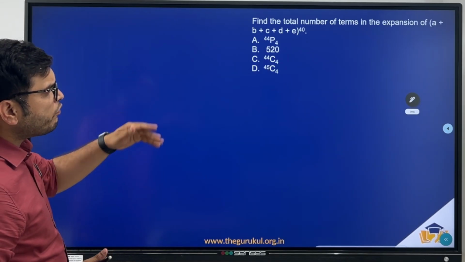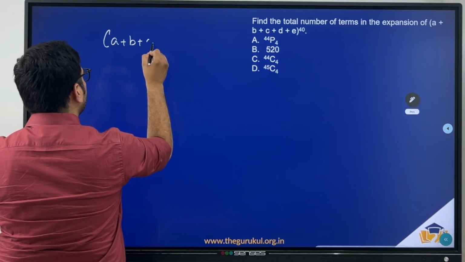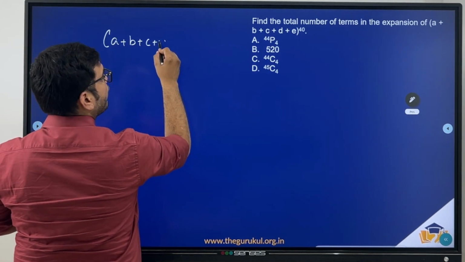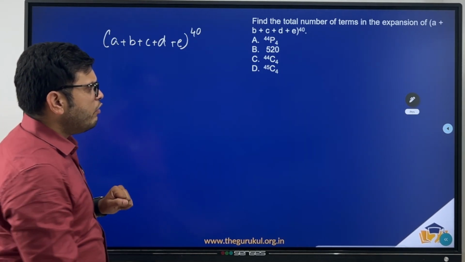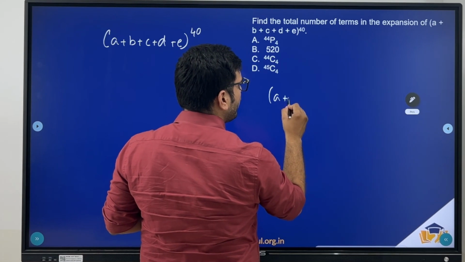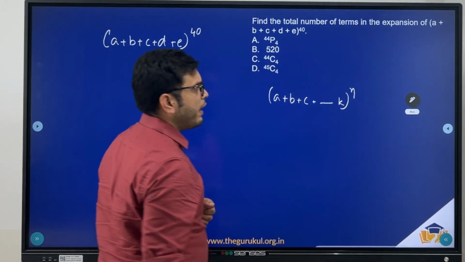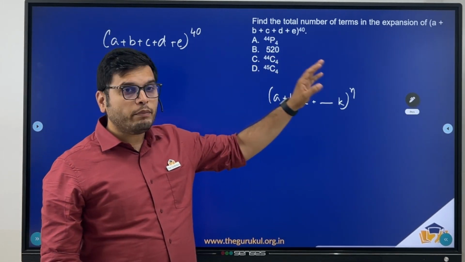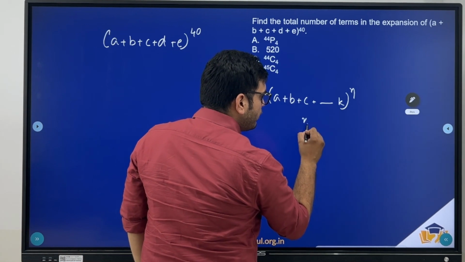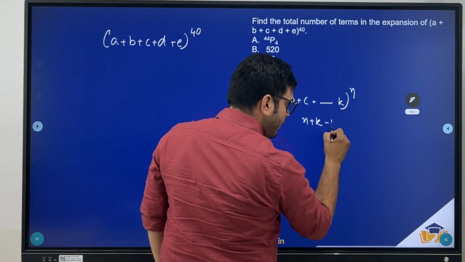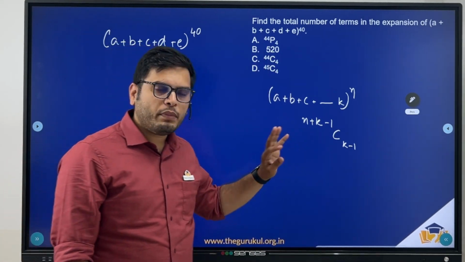Find the total number of terms in the expansion of (A+B+C+D+E)^40. Now, if we have (A+B+C+ and so on till K terms) raised to the power N, and you are asked to find the number of terms in the expansion of this polynomial, then that would be (N+K-1)C(K-1). You can simply remember this formula.